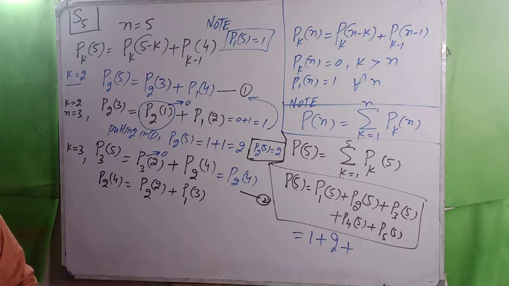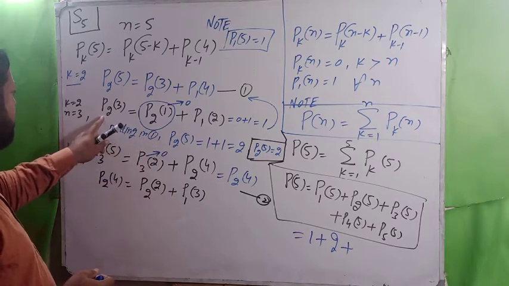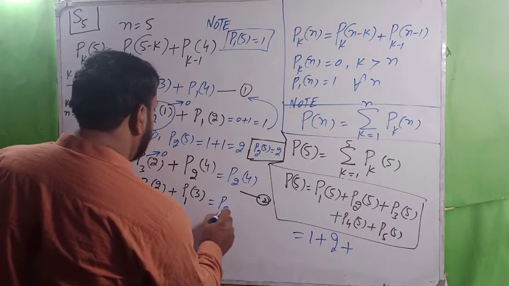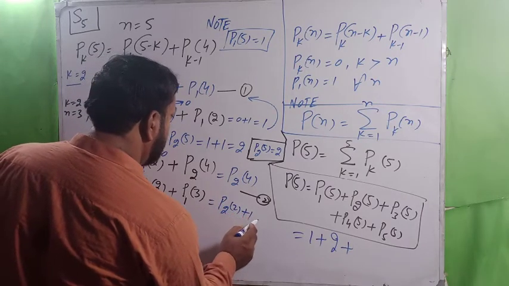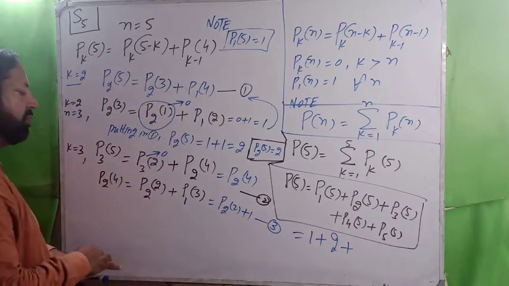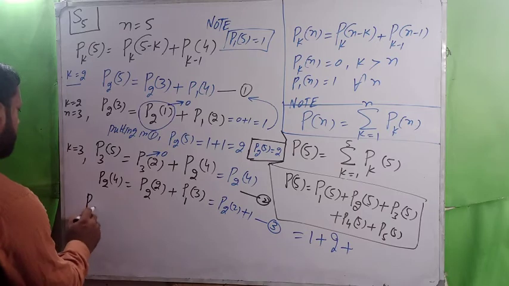P3,5 is P3,2 plus P2,4, and then P2,4 is equal to P2,2 plus P1,3, where P1,3 is 1. This is equal to P2,2 plus 1. Now you need to find P2,4, so we need P2,2.